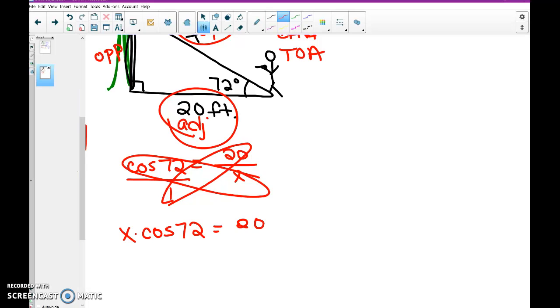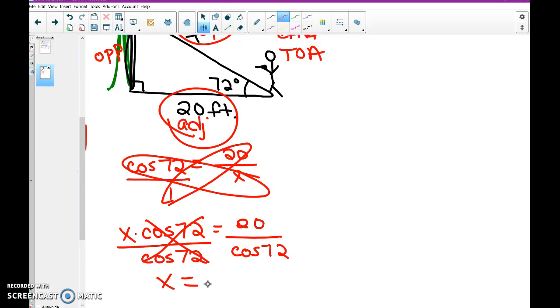20 times 1 is 20. If I want to get x by itself and it's being multiplied by cosine 72, all I have to do is do the opposite, which is divide by cosine 72. Remember, I'm not trying to get rid of the cosine. I'm trying to get rid of cosine 72, so it's a group all together. That's why I can divide.